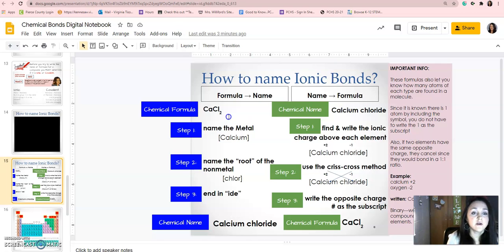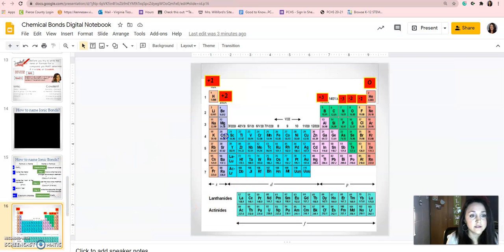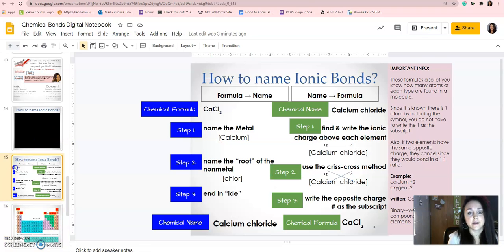So first, if we're naming an ionic bond, that means we look at the chemical formula or the name and we see calcium chloride. So first of all, I'm thinking, is this ionic or covalent? So I come here, I see calcium is in group 2, chlorine is in group 17. They're on opposite sides of the table, opposite charges. So I'm knowing that's ionic. So the first thing when we're naming an ionic compound is we name the metal first. So I'm going to name my metal calcium first. I'm going to write that down.